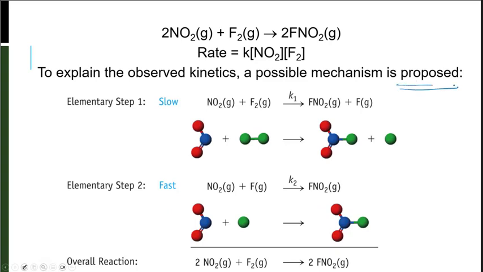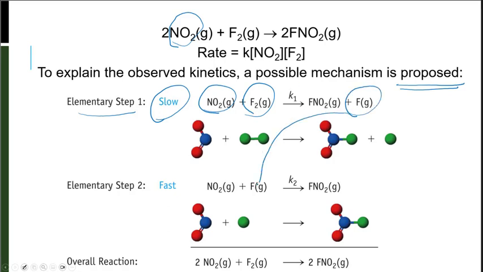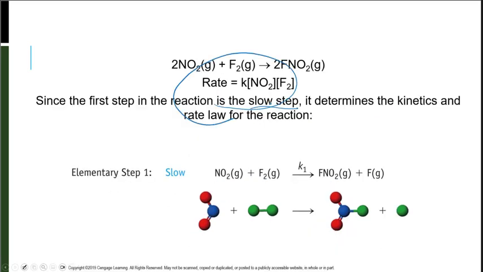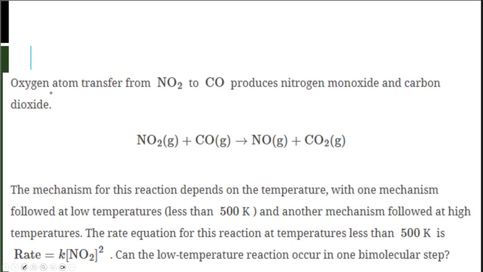Let's look at a proposed mechanism. The first step, possibly the slow step, would be when we would take one NO2 and bombard it with an F2, giving me an intermediate, F, coming down here, and then bombarding it with a second NO2 to give me my second product. So I would get 2 FNO2s. This is the slow step. Then I would have my rate equal to k times NO2 times F2. That would be my rate, which is my slow step.